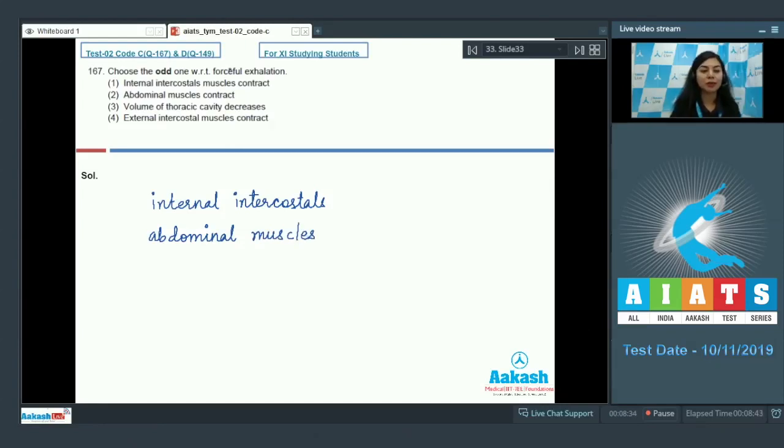Since we are forcefully exhaling, it's an active process, and in this process the volume of thoracic cavity would decrease since air has to move out of the lungs. So this is correct, and internal intercostals and abdominal muscles are contracting, whereas option number 4, external intercostal muscles, are not involved in this process. The odd one here would be external intercostal muscles. The correct answer is option number 4.